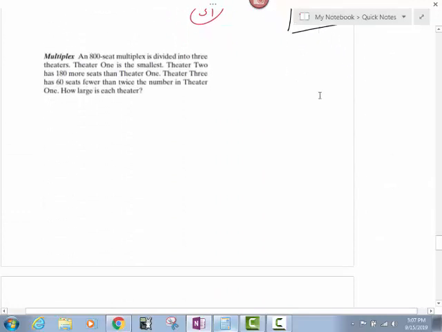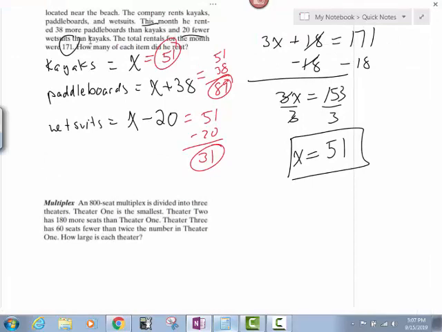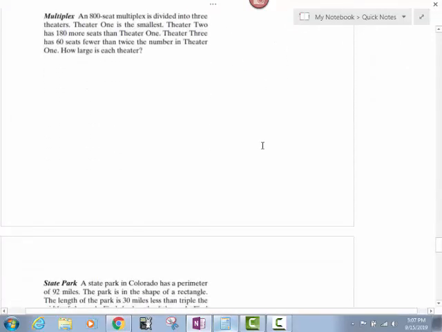All right, let's try this next one here. It says, Multiplex. An 800-seat multiplex is divided into 3 theaters. Theater 1 is the smallest. Theater 2 has 180 seats more than Theater 1. And, Theater 3 has 60 fewer seats than twice the number in Theater 1. How large is each theater? I don't know.